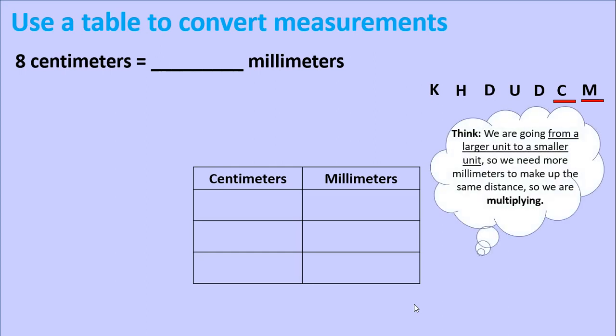Think, we are going from a larger unit to a smaller unit. So we need more millimeters. So we need to be multiplying to make up the same distance. We're moving over one place, so we're going to be multiplying by 10.